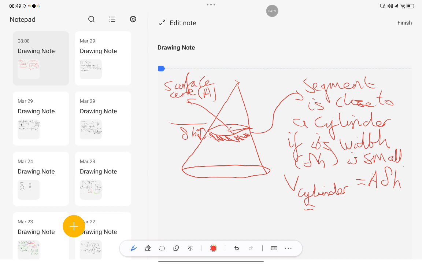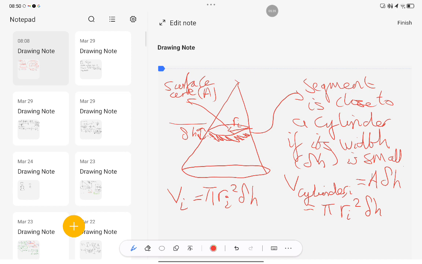So if the ith segment has a radius r_i, then the volume of the ith cylinder, so I'll put V with subscript i to indicate the ith cylinder, is pi r_i squared delta h. Or we can just shorten that to V_i, the volume of the ith cylinder, which is just pi r_i squared delta h.